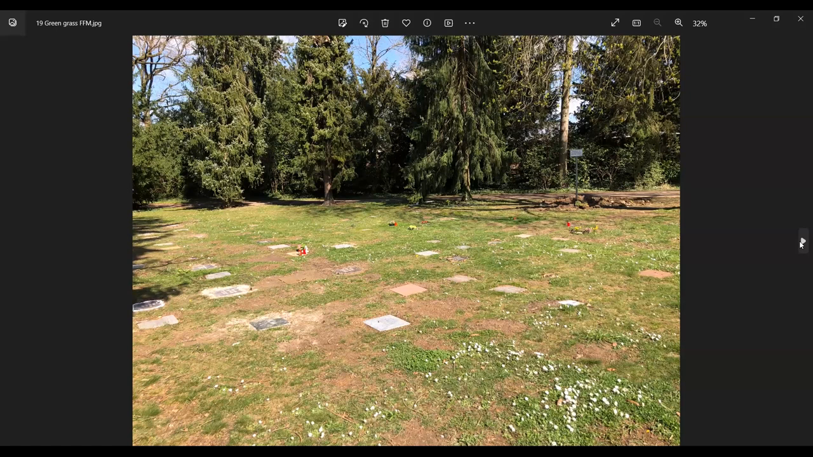Now, here they can't plant flowers. The flowers over to the right and in the center, back a ways, those are artificial flowers. They're not allowed to plant flowers here.